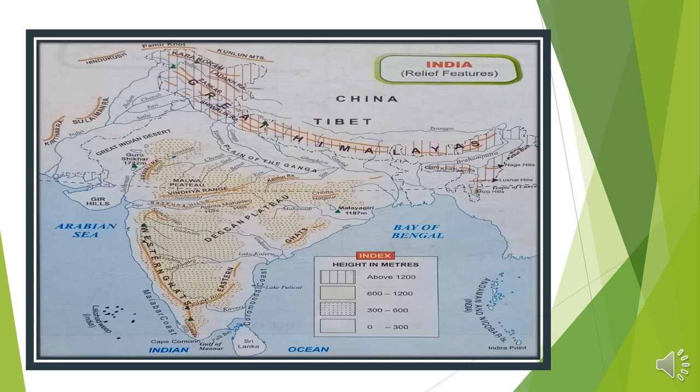The eastern coastal plain has two sections: Northern Circars and the Coromandel coast. Northern Circars is the northern part of the eastern coastal plain, starting from Odisha to Andhra Pradesh, and near the Tamil Nadu area it is called the Coromandel coast. So the western coastal plain has three sections, and the eastern coastal plain has two sections.